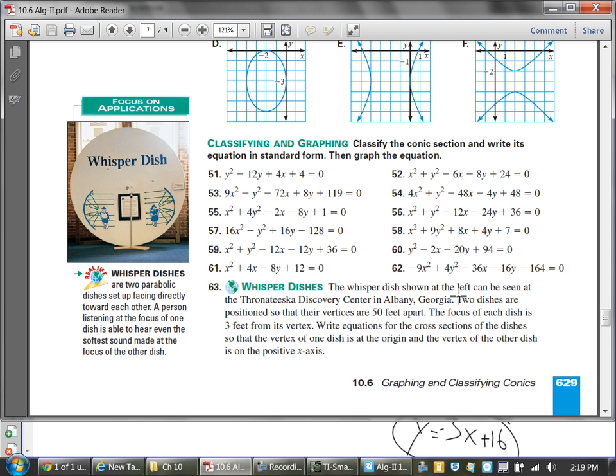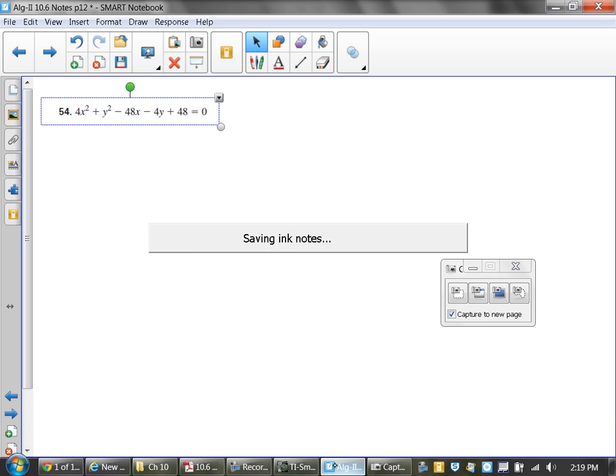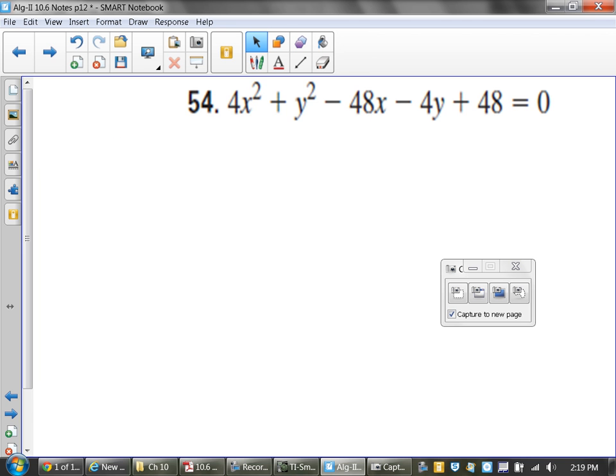And what's the next one? 54? And then once again, we get to 54, and we've got an x squared plus a y squared term, which means it's either going to wind up being a circle or an ellipse. But if you've been paying attention, I said earlier, we're going to do one of each style. Which one haven't I done yet? Ellipse. What do you think this is going to be? It's going to be an ellipse.